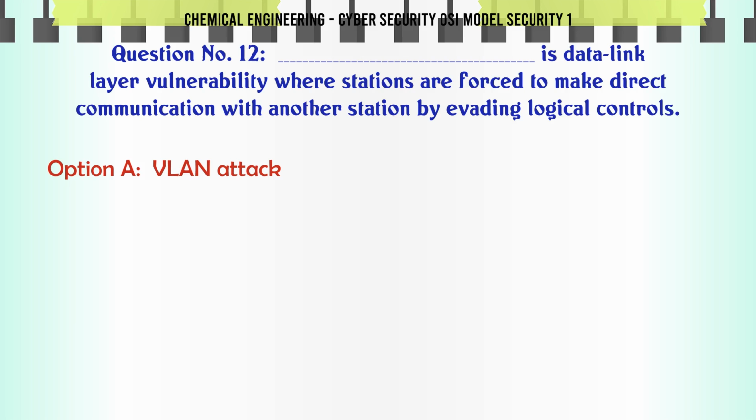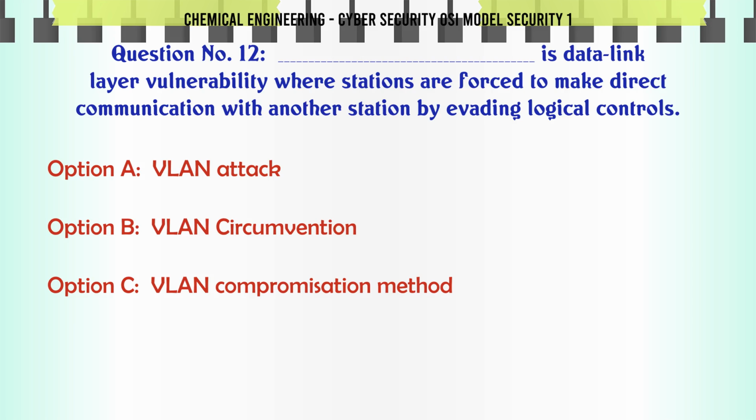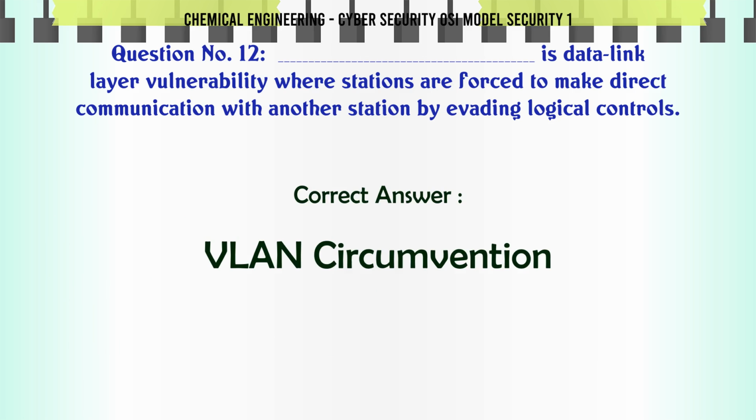Which data link layer vulnerability is one where stations are forced to make direct communication with another station by evading logical controls? A. VLAN attack. B. VLAN circumvention. C. VLAN compromisation method. D. Data link evading. The correct answer is VLAN circumvention.